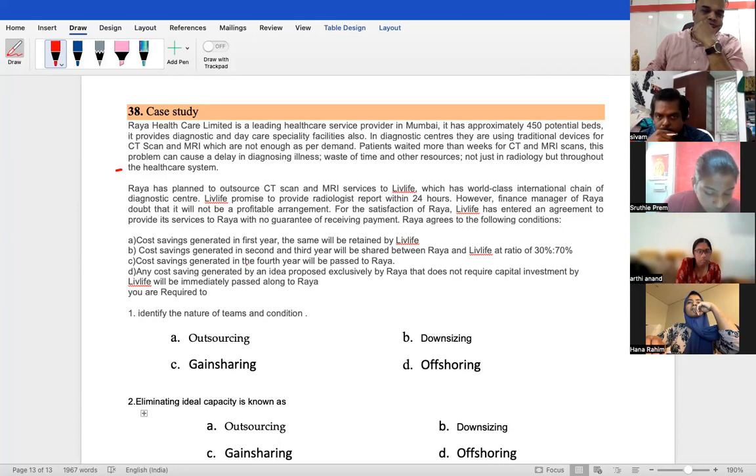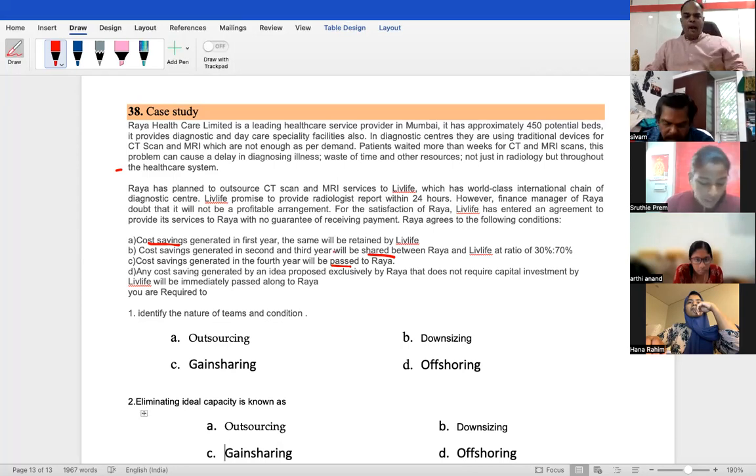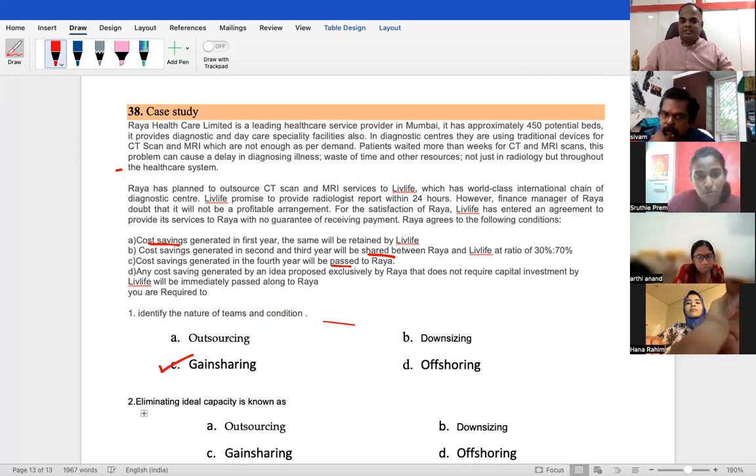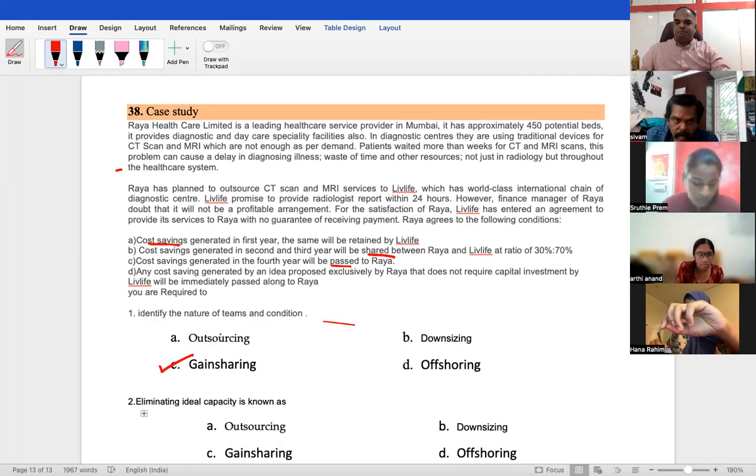Condition A, cost savings generated in the first year will be retained by Live Life. Cost savings generated in the second and third year will be shared between Raya and Live Life at the ratio of 30:70. Cost saving generated in the fourth year will be passed to Raya. Any cost saving generated by an idea proposed exclusively by Raya that does not require capital investment by Live Life will be immediately passed along to Raya. You are required to identify the nature of terms and conditions. Option A, outsourcing. B, downsizing. C, gain sharing. D, offshoring. Gain sharing. Not mere outsourcing, gain sharing. Right. Good. Next.